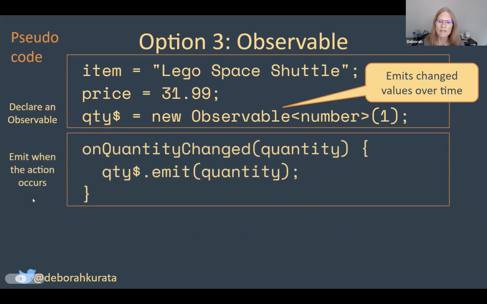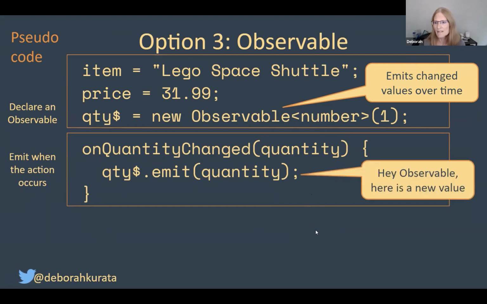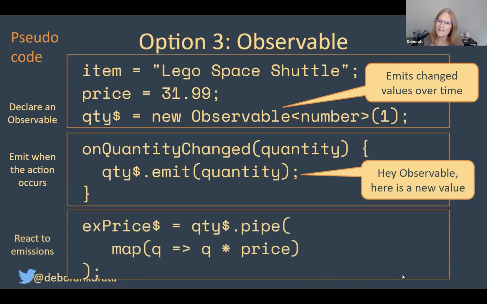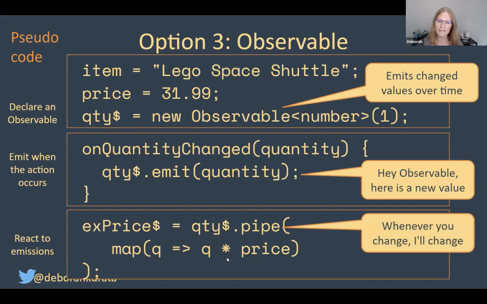Then we're going to emit when an action occurs. So when that event occurs, we're going to emit. Here we're emitting into our observable, and it's saying, hey, observable, here's a new value. Lastly, we can react to those changes. So here, when the quantity is changed, we can pipe through and react to that and define an extended price that will automatically react when the quantity changes. So whenever you change quantity, I'll change the extended price.